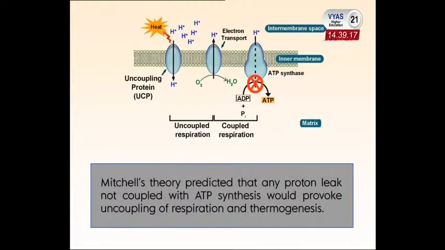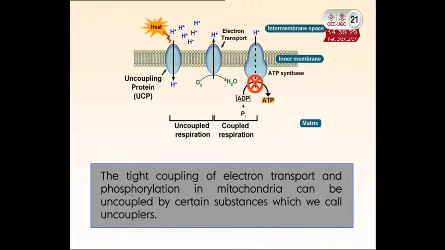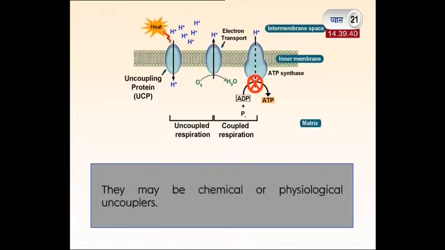Mitchell's theory predicted that any proton leak not coupled with ATP synthesis would provoke uncoupling of respiration and thermogenesis. So, the tight coupling of electron transport and phosphorylation in mitochondria can be uncoupled by certain substances which we call uncouplers. They may be chemical or physiological uncouplers. Such an uncoupling of respiration to ADP phosphorylation is represented by the mitochondrial uncoupling protein of brown adipocytes, which dissipates energy of the substrate oxidation as heat.